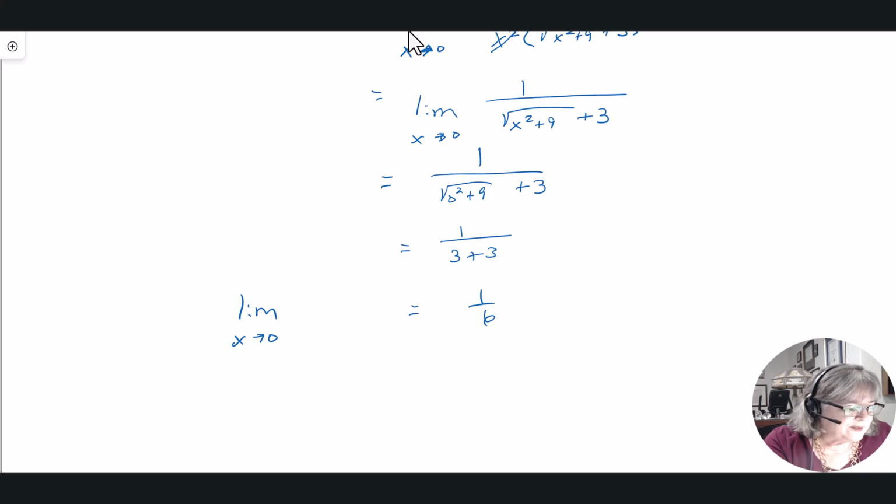So we need a nice proper sentence. The limit as x goes to 0 of the square root of x squared plus 9 minus 3 over x squared.